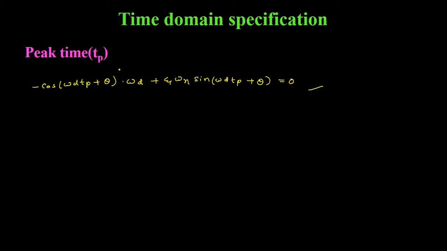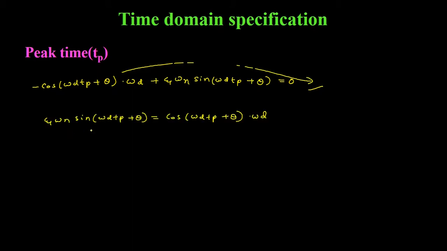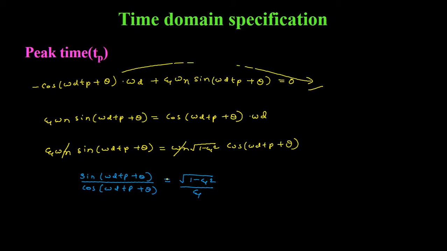When we shift this cos of omega d Tp plus theta to the right hand side, we will get this type of equation. Zeta omega n sine of omega d Tp plus theta is equal to cos of omega d Tp plus theta into omega d. Now we know that omega d is equal to omega n into under root 1 minus zeta square. So when we put the value of omega d, we will get this type of equation. Now this omega n on the right hand side will be cancelled out with the omega n on the left hand side.